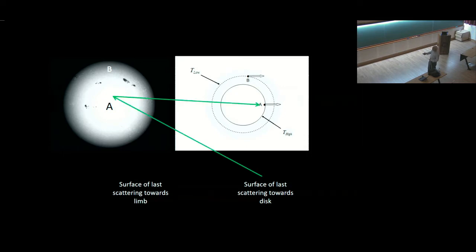So the photon that reaches my eye from the point A, that point, comes from an imaginary surface such that the probability of scattering of a photon from that point is negligible, and therefore it escapes to infinity. So when I look at the disk of the sun, I'm really seeing the point A. But when I look at the limb of the sun, point B, I'm looking at an imaginary surface of a much larger radius.